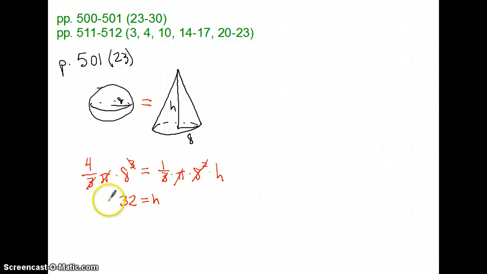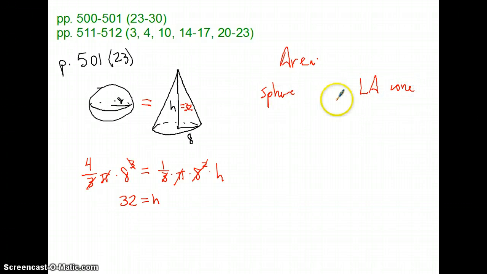Okay, then the next question is, let's talk about surface area here for a second. Let's compare the area of the sphere to the lateral area of the cone. It turns out that they're really close together, but they're not the same. Area comparison, sphere and LA cone. They're supposed to be like 3% different or something like that. Sphere is 4 pi r squared. Now I can't put an equal sign here because they're not equal.